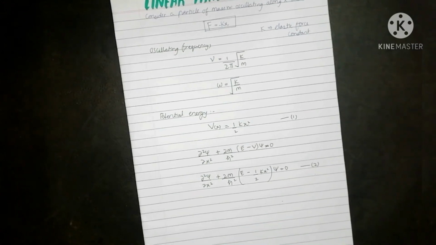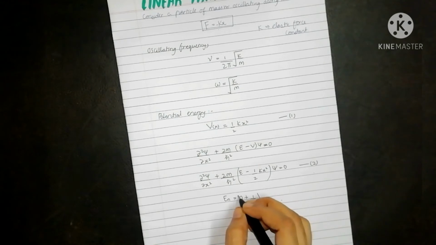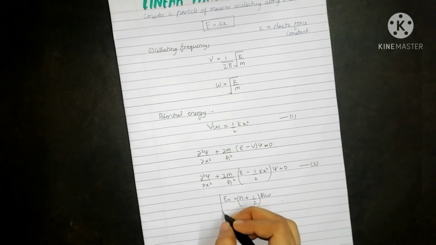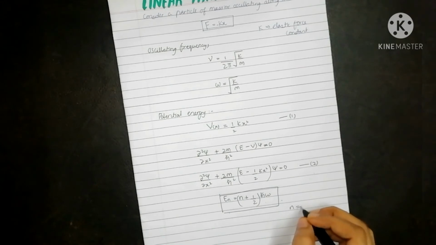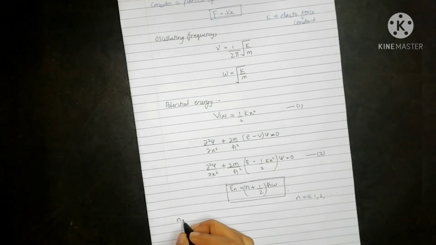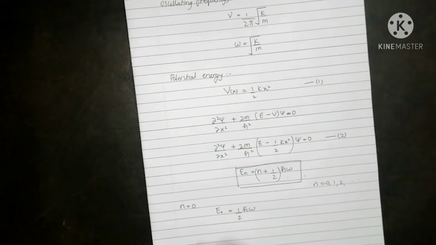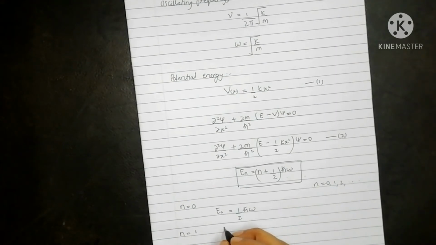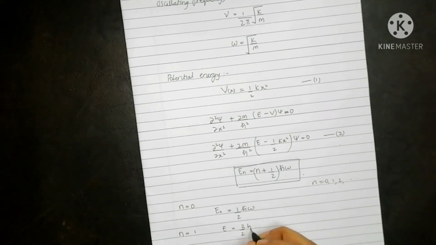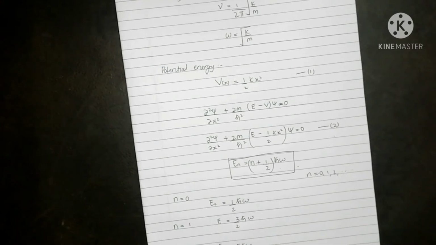This equation has solution only at the values E_n = (n + 1/2)ħω. Here n = 0, 1, 2 and so on. So if you consider n = 0, that is the lowest energy state, the energy E0 is going to be 1/2 ħω. For n = 1, the energy is going to be 3/2 ħω. For n = 2, the energy is 5/2 ħω and so on.